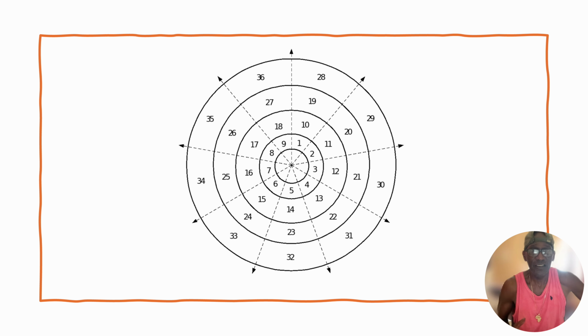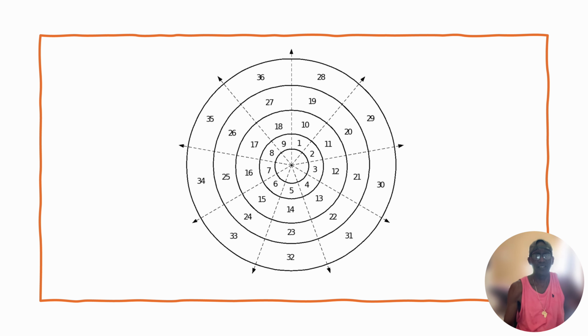Now, this process known as digit summing works for any number regardless of its size. So for example, the number 456 reduces to 4 plus 5 plus 6, which equals 15. Then 1 plus 5 is equal to 6. So 456 has a root number of 6.